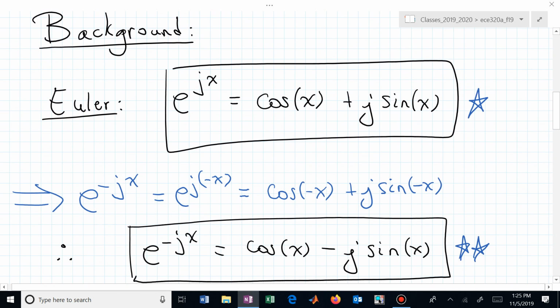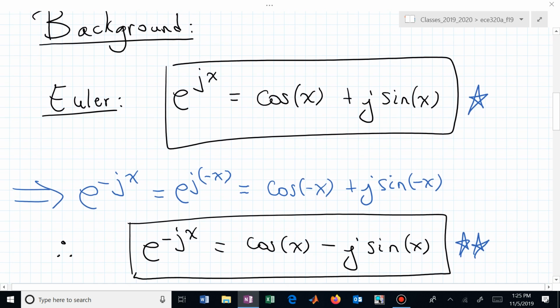We can also look at e to the minus jx. If we replace x with minus x and realize that cosine is even and sine is odd, it can be rewritten as e to the minus jx is cosine x minus j sine x.